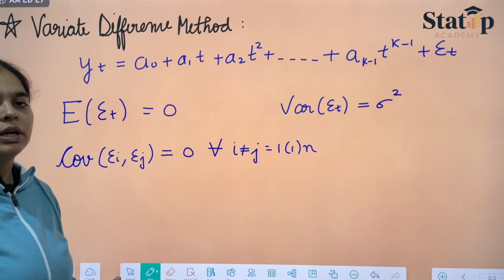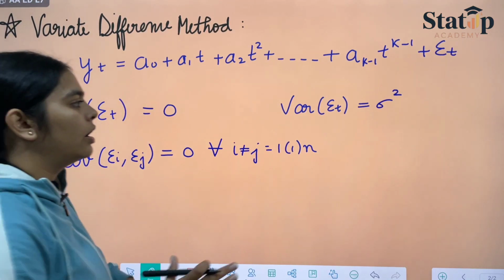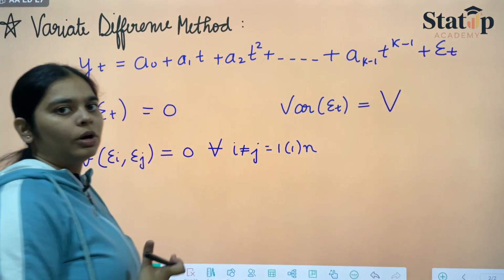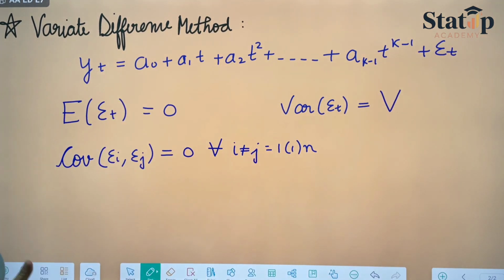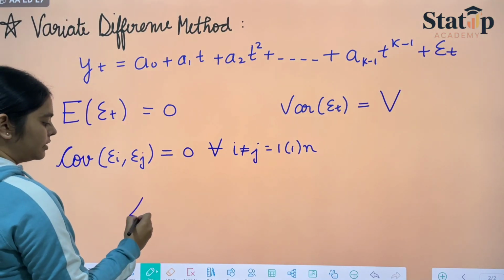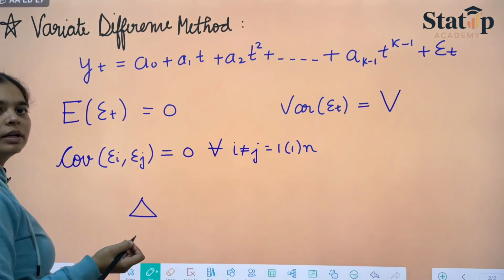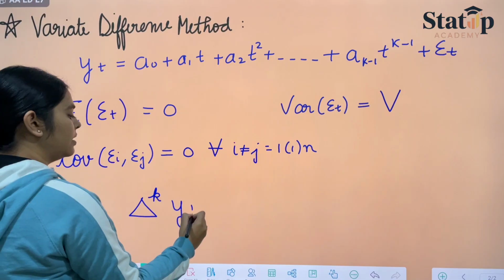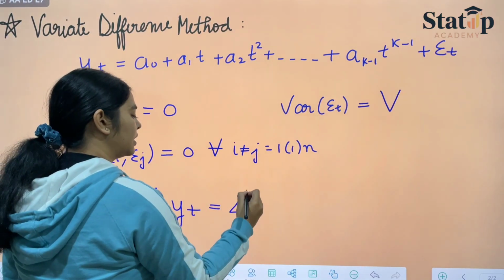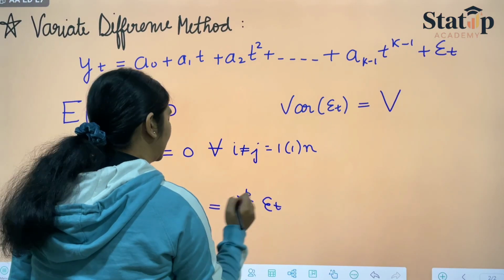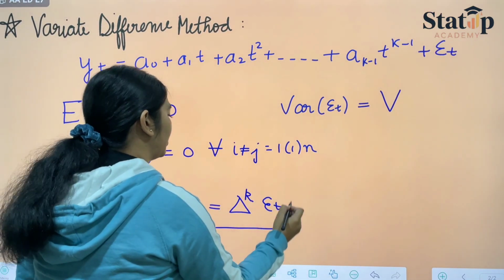Now we have to calculate the variance, which is this sigma square. Instead of sigma square, let us write V. We don't know what the variance is, so V. We have to find out the variance by this method. There is one forward difference, which we denote by the triangle. So the forward difference raised to the power k of yt is nothing but the forward difference raised to the power k of epsilon t.